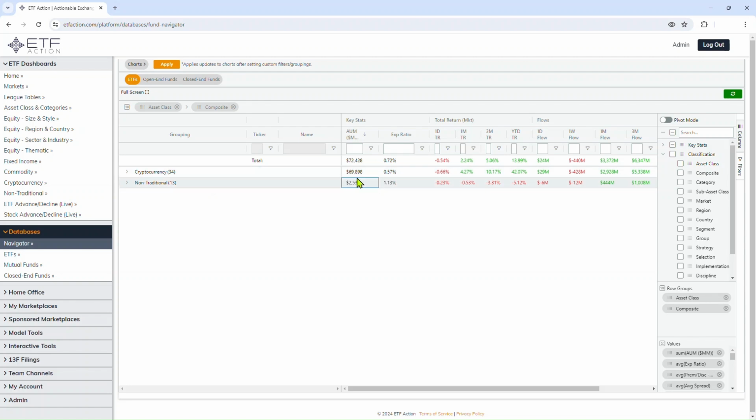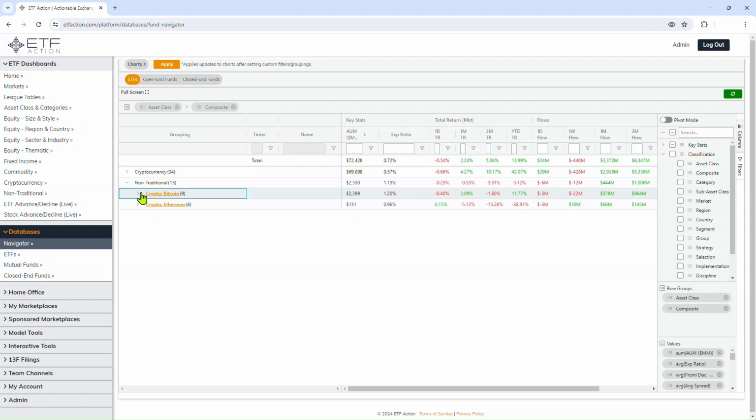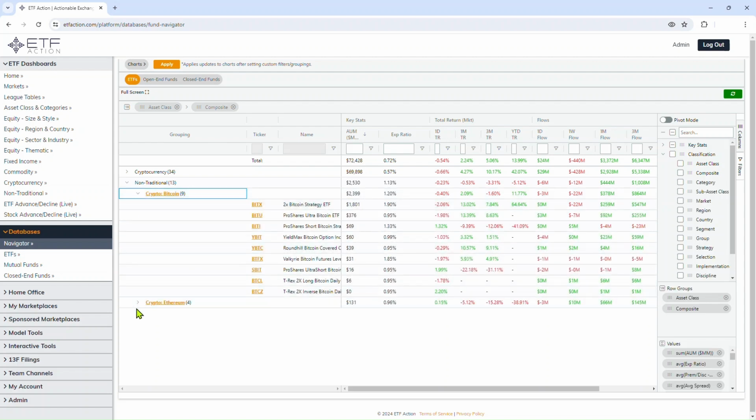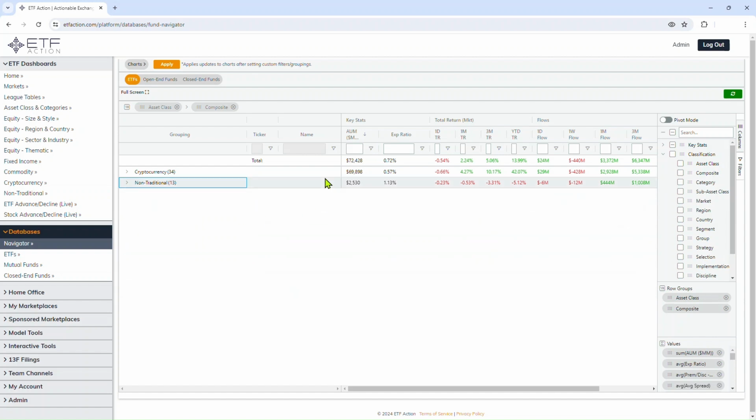So I have 69 billion in cryptocurrency strategies that are unlevered, and then I have 2.5 billion in the leverage inverse, mostly Bitcoin, but a little bit of Ethereum on the leverage 2 times and inverse strategies. So now that I've got this set, let's take a quick look at what this marketplace looks like. When I hit apply up here, it's going to update my chart settings.